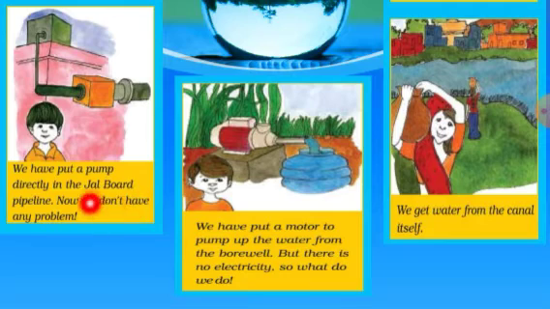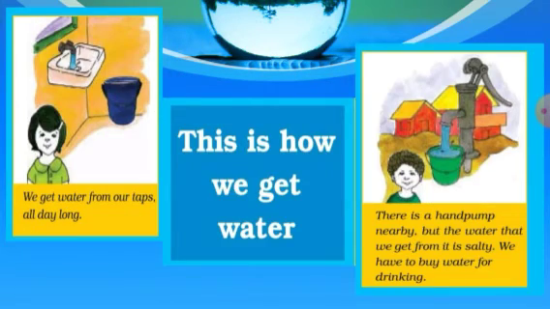We have put a pump directly in the Jalbord pipeline. Now we don't have any problem. We have put a motor to pump up the water from the borewell, but there is no electricity. So what to do? We get water from the canal itself. So children, this is how we get water.